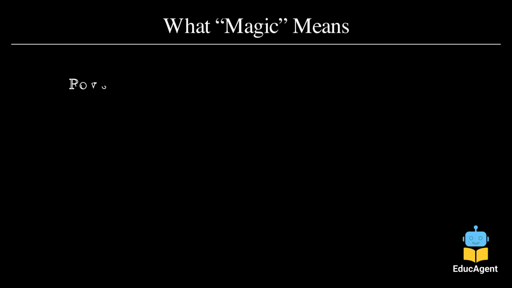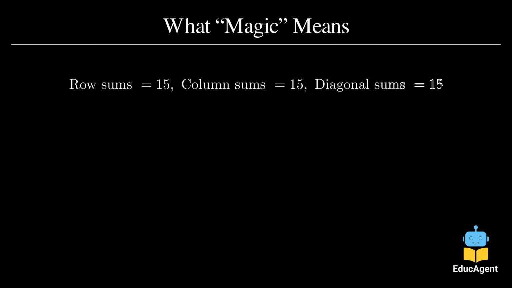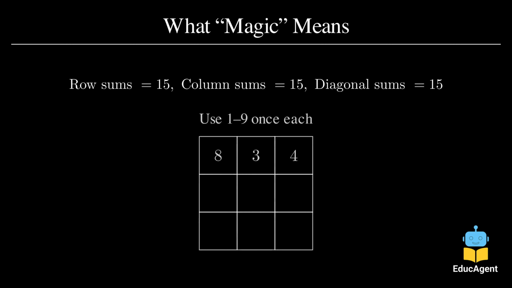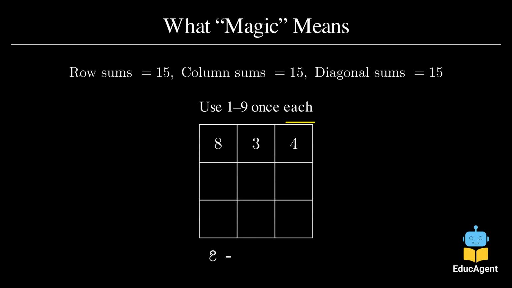A magic matrix is arranged so every row adds to the same number, every column adds to the same number, and the two diagonals also match that same sum. Here, that magic sum is 15. We're even told a possible first row, 834. And notice it already adds to 15, so it's consistent with the goal.